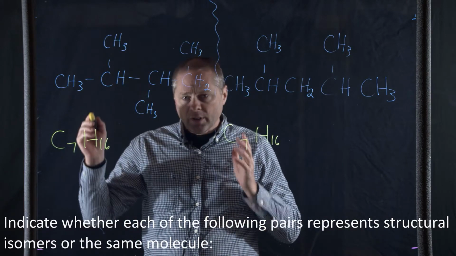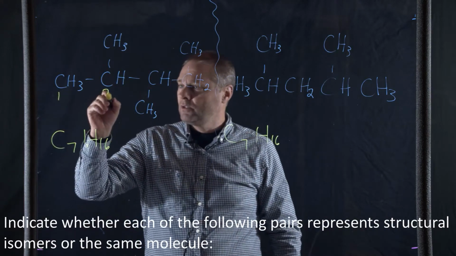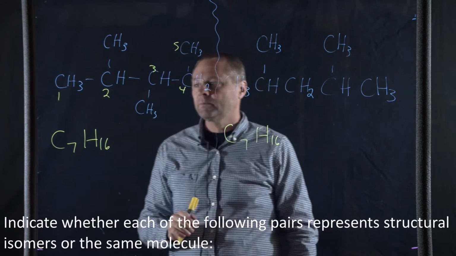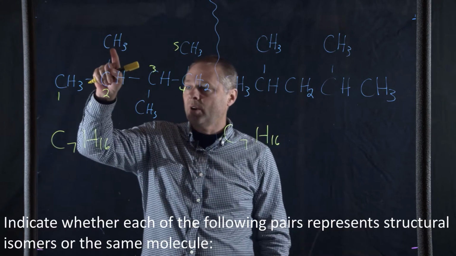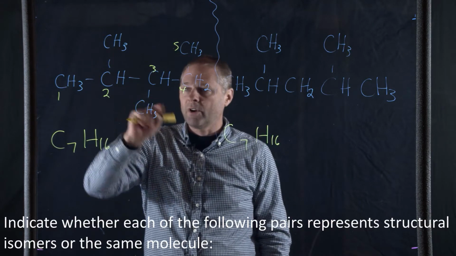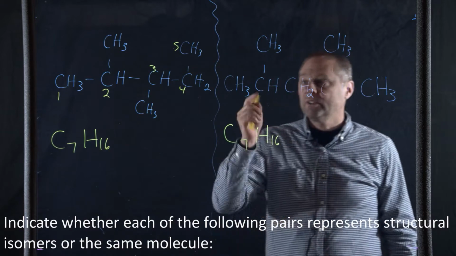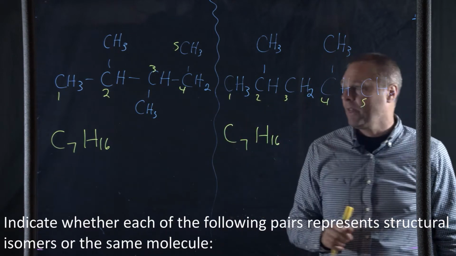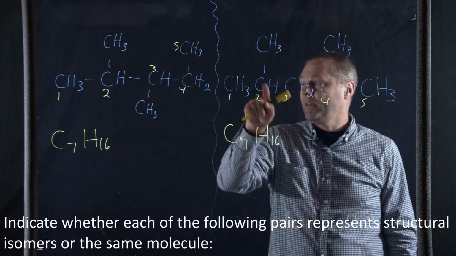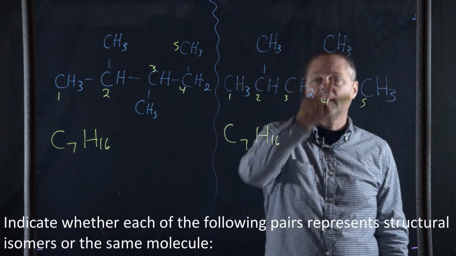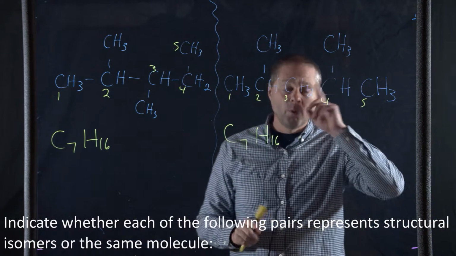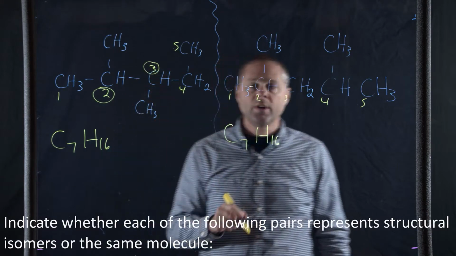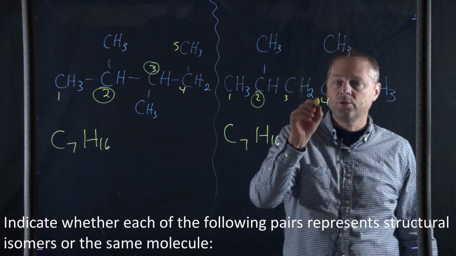So this, if we start counting the number of carbons, we have 1, 2, 3, 4, 5, all right? Here we have a methyl group coming off of carbon 2. We have a methyl group coming off of carbon 3. All right, so 2 and 3. Let's count this chain. 1, 2, 3, 4, 5. All right. Here we have a methyl group coming off of carbon 2. And here we have a methyl group coming off of carbon 4. So in this case, we had methyl groups coming off of carbons 2 and 3. Here we had them coming off carbons 2 and 4.